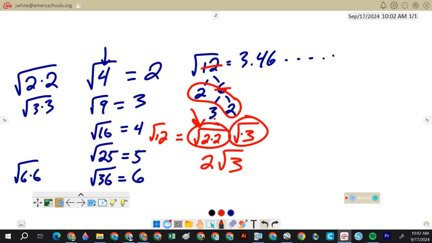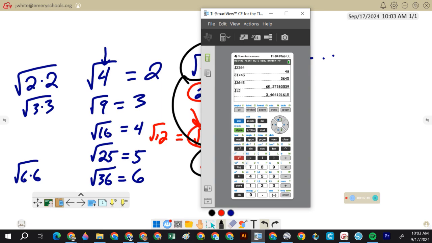So what I'm telling you is this number and that number are the same, and I'll prove it. So if I do the square root of 12, and I get 2 times the square root of 3, they're the same number. So 2 root 3 is the simplified version of the square root of 12. Okay, let's do some more of these.